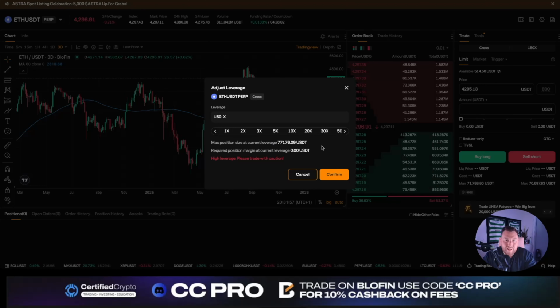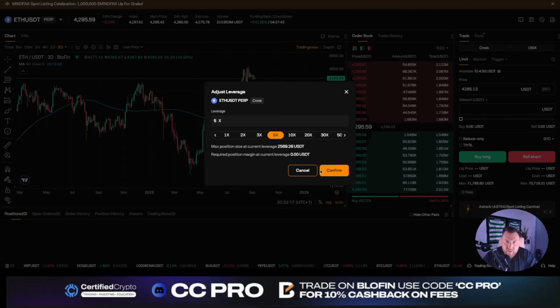I would always recommend 10x leverage maximum, but more likely 2, 3 or 5x leverage is appropriate for most people. It means you've got a bit of extra skin in the game because obviously you're leveraging up your trade, but your liquidation price is still pretty safe. So for this trade, we're going to use 5x leverage.